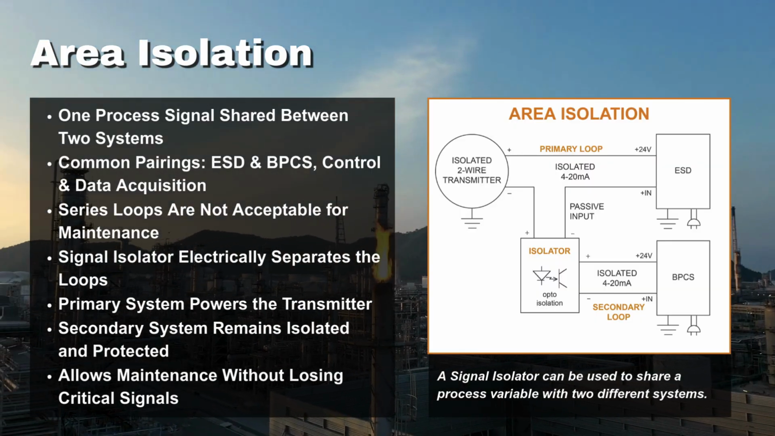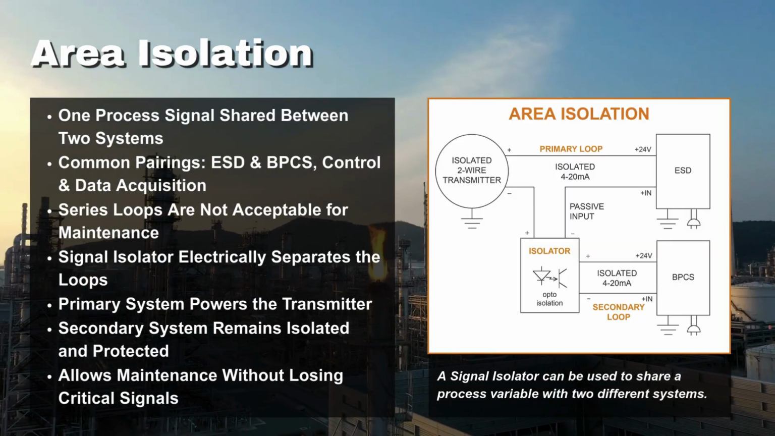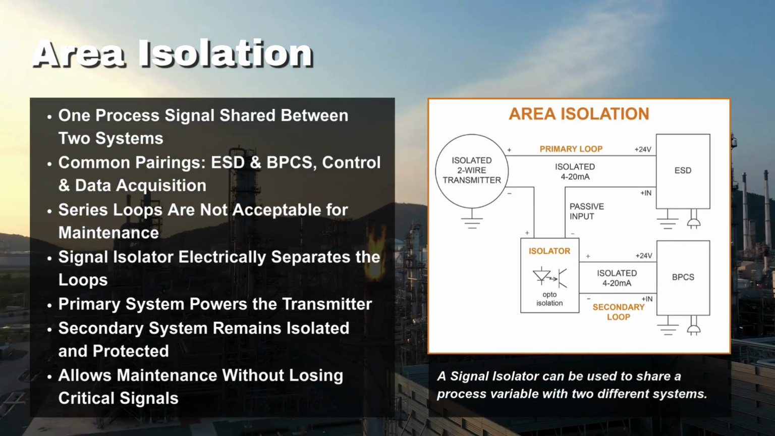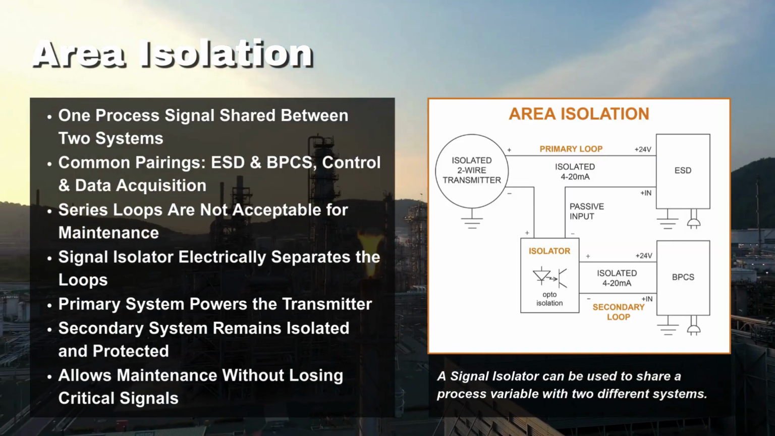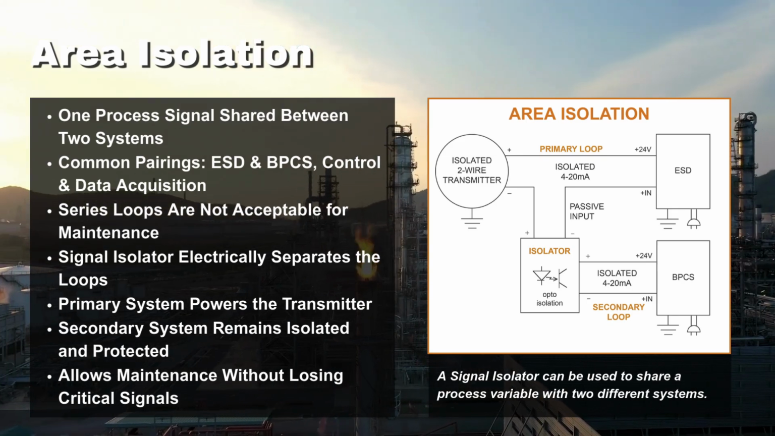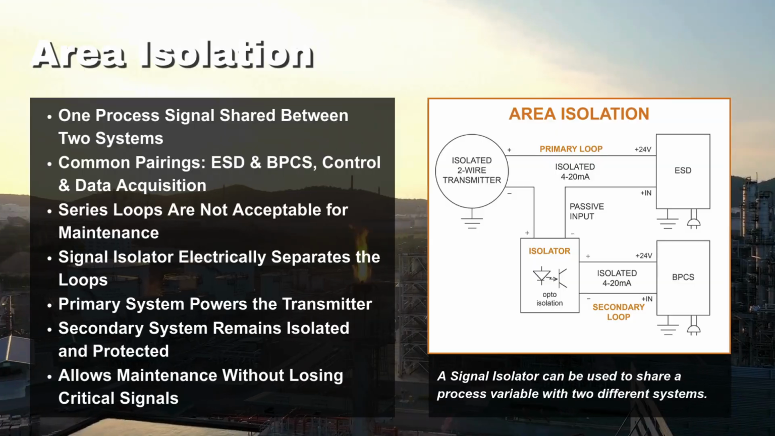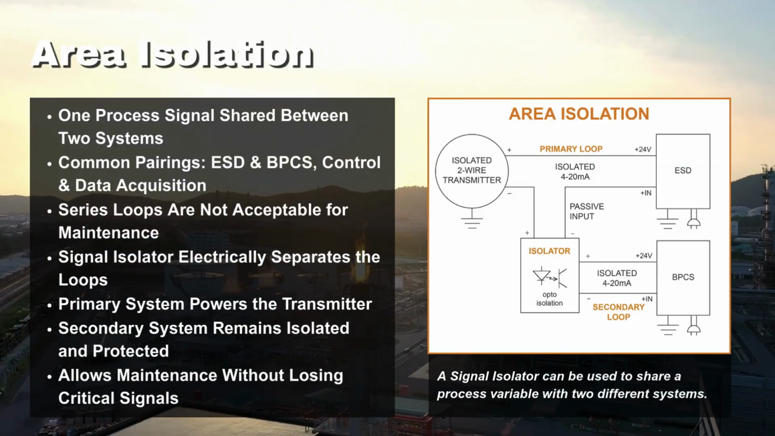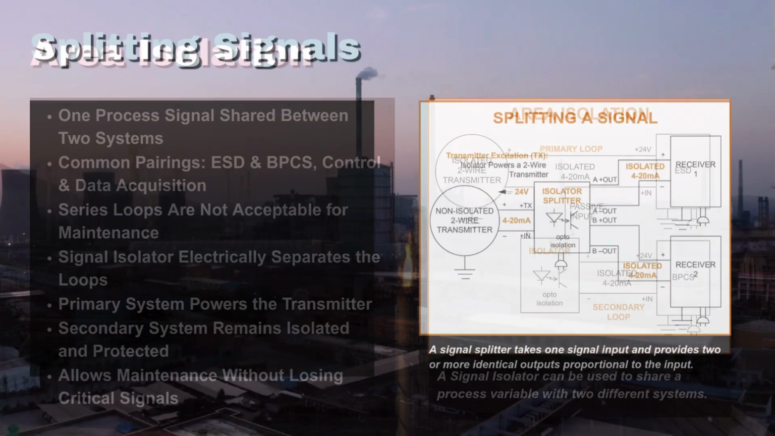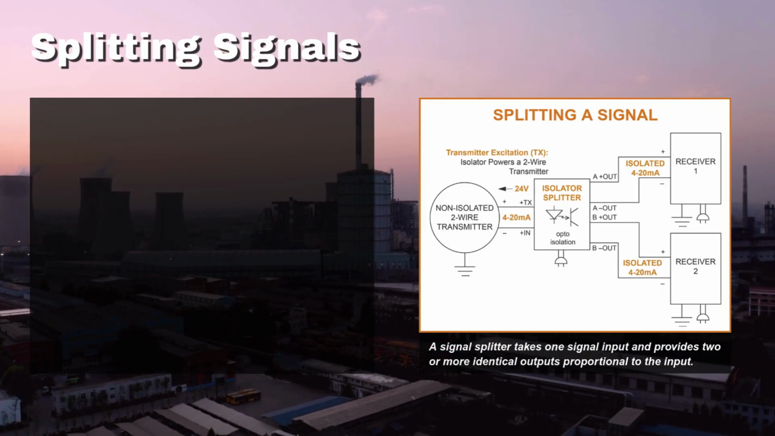While area isolation protects a shared signal, it does come with a limitation. If the primary system is taken offline, the transmitter loses power and both systems lose the signal. When full independence between systems is required, a different approach is needed. That's where signal splitting comes in.